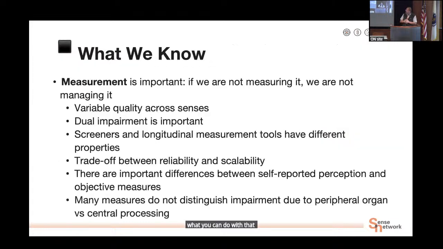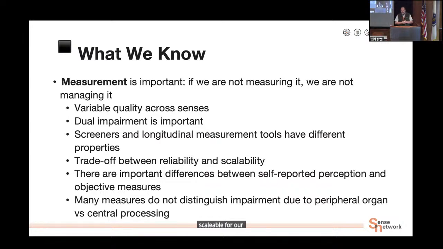So with that wonderful primer, what do we know? Measurement is important. If we're not measuring, we're not managing it. Some of the things we know is that our measurements have variable quality across the senses. Dual impairment is really important, and that's something that's under-recognized for folks outside of this room, I think. Screeners and longitudinal measurement tools have different properties, as I talked about on the previous slide. There's a trade-off between reliability and scalability. Oftentimes, if we want reliabilities in the 0.95 range, you've got to spend a lot of time collecting really detailed measurement, which may not be scalable for our population-based studies.